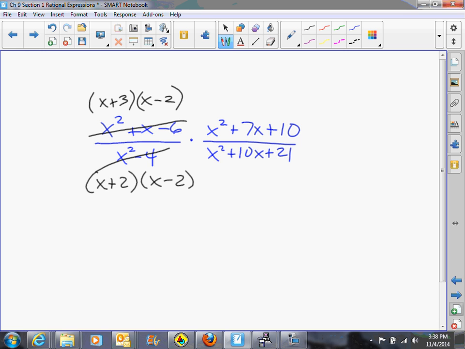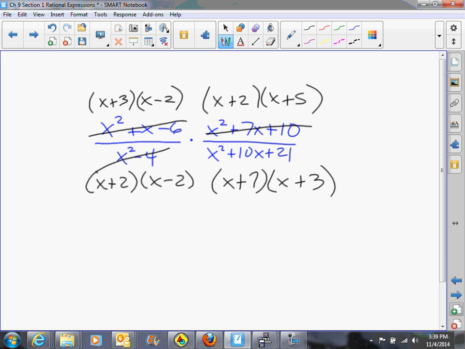Now x squared plus 7x plus 10 factors into x here. And we're looking for two numbers that multiply to give 10, add to give 7. That's plus 2 and plus 5. That takes care of that one. And then finally, we're looking for a pair of numbers that multiply to give 21 and add to give 10. That's plus 7 and plus 3. That takes care of that one.